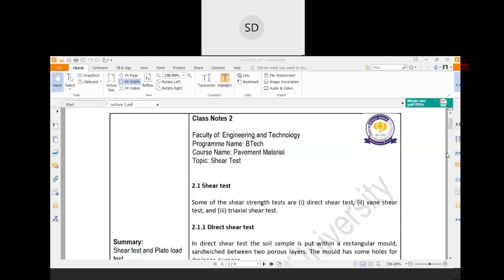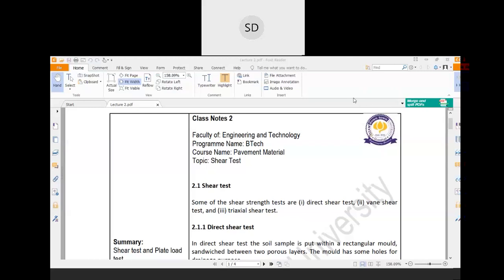So in our previous class, we discussed very basic things about the characterization of the soil. I think all of you have already gone through those notes. If you have any problems or any confusion regarding the previous notes, please feel free to inform me about all these things.